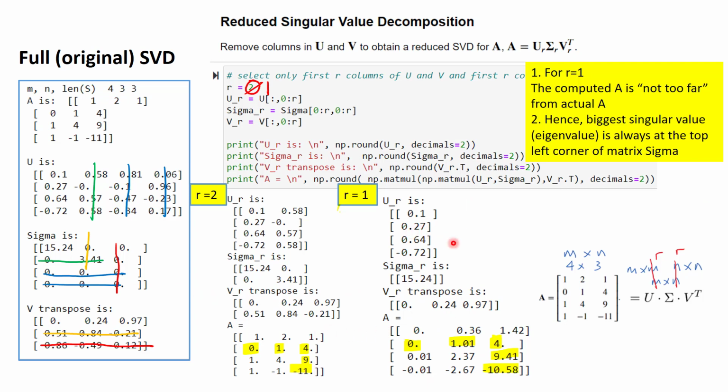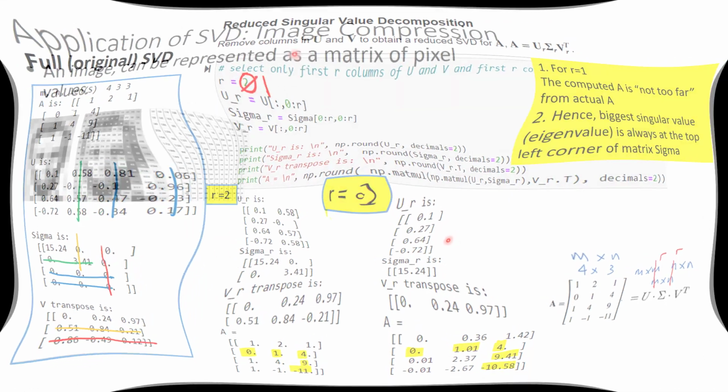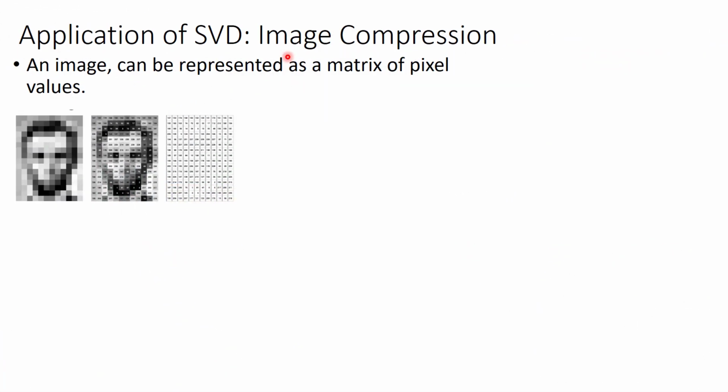Now with this, I think it's time for us to see an application for SVD. SVD is used in image compression. Let's understand how a digital image works. This is a digital image.